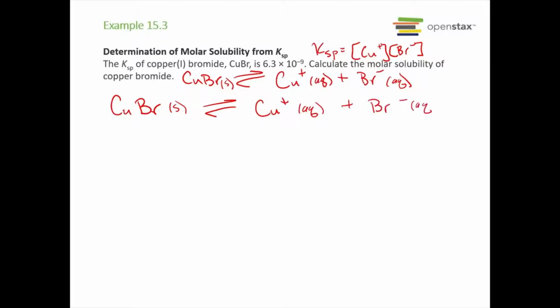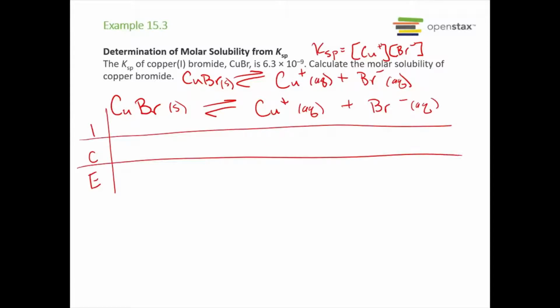I purposely write my reaction kind of big and wide for the ICE table so I have enough room for writing numbers. So for starters, nothing's going to happen with CuBr because it doesn't play any part in the equilibrium, because it's a solid. So we know that we started with 0 copper and 0 bromine at the start of this reaction. Since we're not told, we can assume that all we started with was CuBr, but there's no concentration of it. It's a solid.